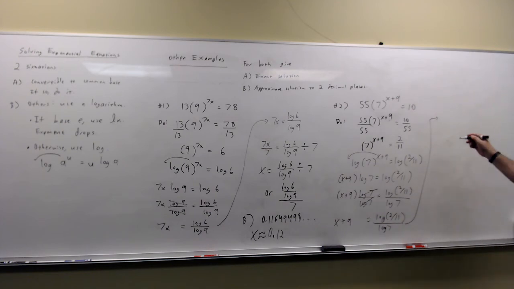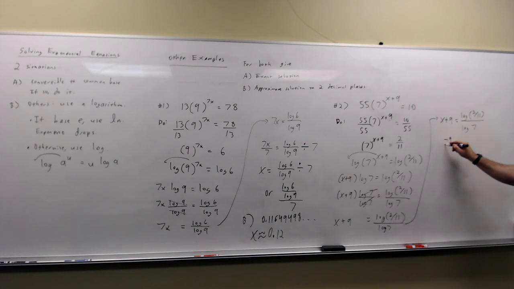I'm going to copy this exactly as is up here. All right? So x plus 9 equals log of 2/11 over log 7. The final order of business is to subtract that 9. So x equals log of 2/11 over log of 7 minus 9.